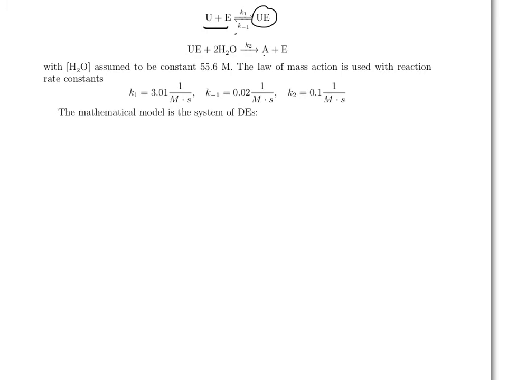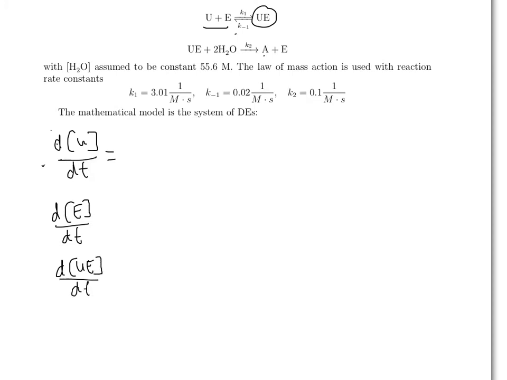So our equations are going to be for the amount of substrate, so our amount of urea. Let me make that a little bit cleaner looking. It's a little messy. So dU/dt. And we're going to have another equation for the amount of enzyme, and an equation for our complex, UE. And then finally an equation for the product, which we're calling A.